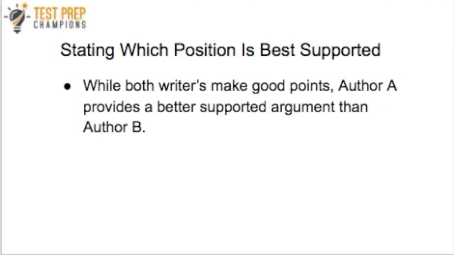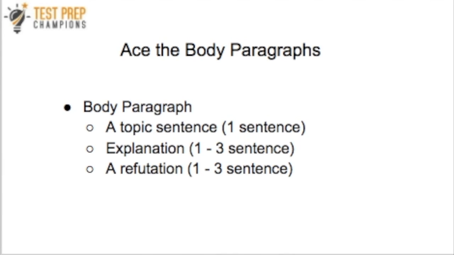So here's just a way that you can do this. This is a little formula here, and you don't want to use this word for word, although you can. You want to kind of adapt it depending on the context of the piece. But the formula you can use is, while both writers make good points, author A provides a better supported argument than author B. So I would just leave it short and simple like that, and I wouldn't try to explain how one position is better supported yet in the last sentence here. As you can see from the essay with the perfect score, that person didn't do that and they got a perfect score.